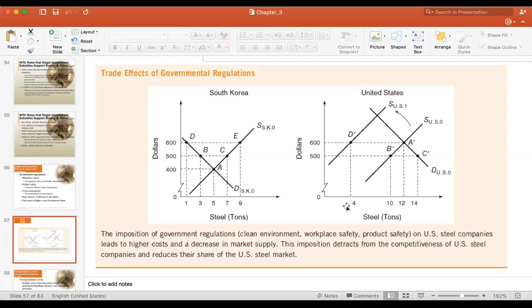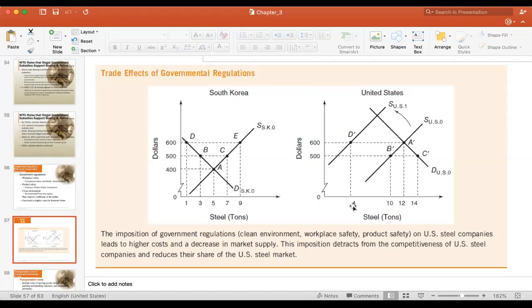12 minus 4 is 8. I'm sorry, it's 8. 12 minus 4. This is exactly how much the US is importing. So before, they were importing 4, now they are importing 8 million tons. South Korea was exporting 4, now they are exporting 8 million tons.